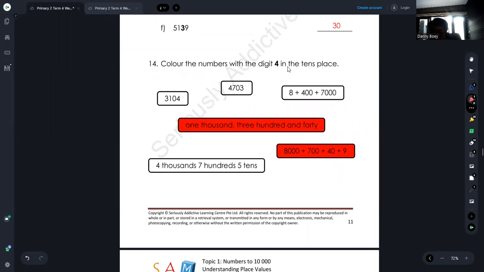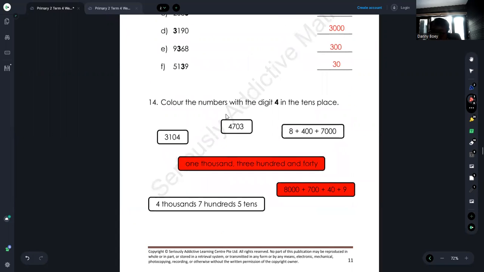Color the numbers with the digit 4 in the tens place. For this question, remind them that they should write the number out, so it's clearer. 1,340, 1,340. Okay. 4,705, 4,700, oh, and 510, sorry, 510. So they have to write the number out. And then 8,749, 8,749.